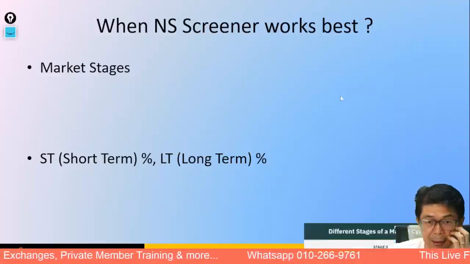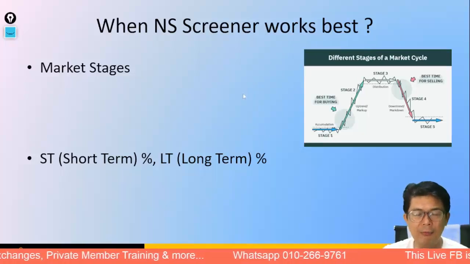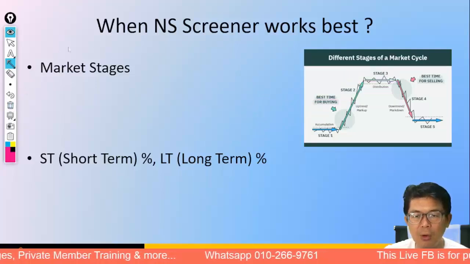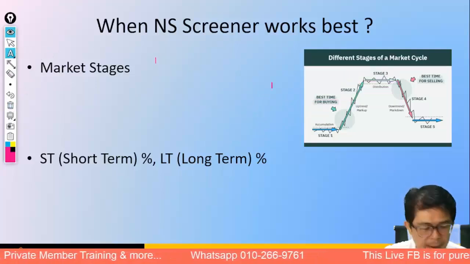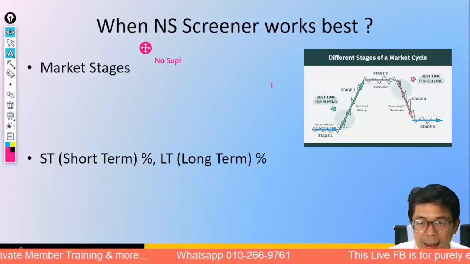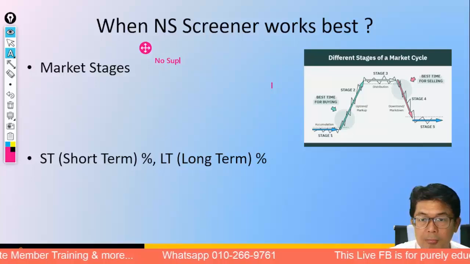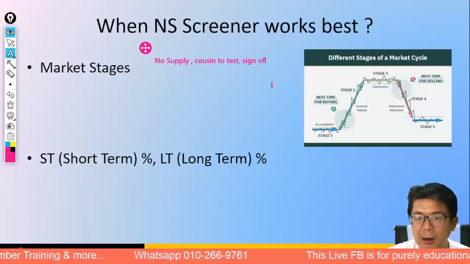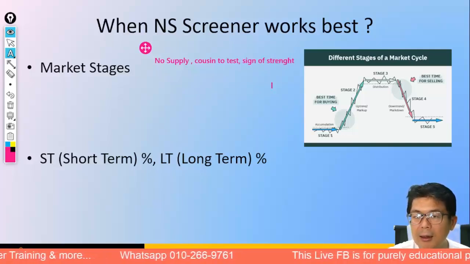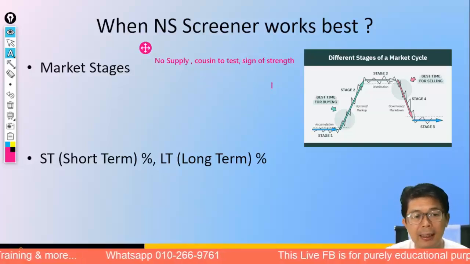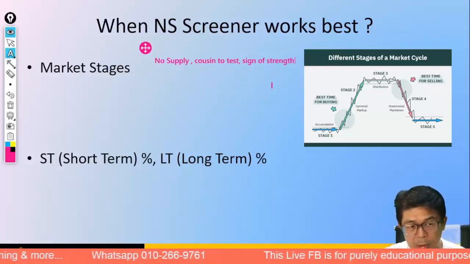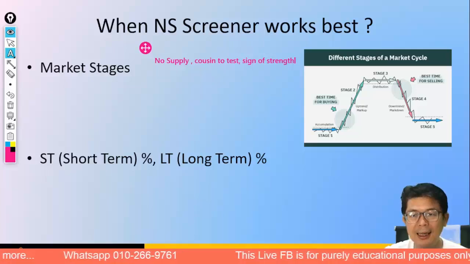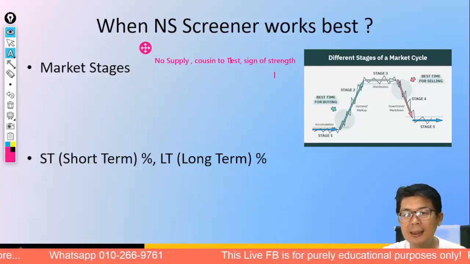Now let's take a look at NS. All right, so NS, where does NS come from? NS stands for no supply. Okay, no supply, which is a cousin to test, which is a sign of strength. So when at times you see no supply, that means the market has already been marked down immediately before the no supply, right? It's a cousin to test. Let me just change it to test bar, right?